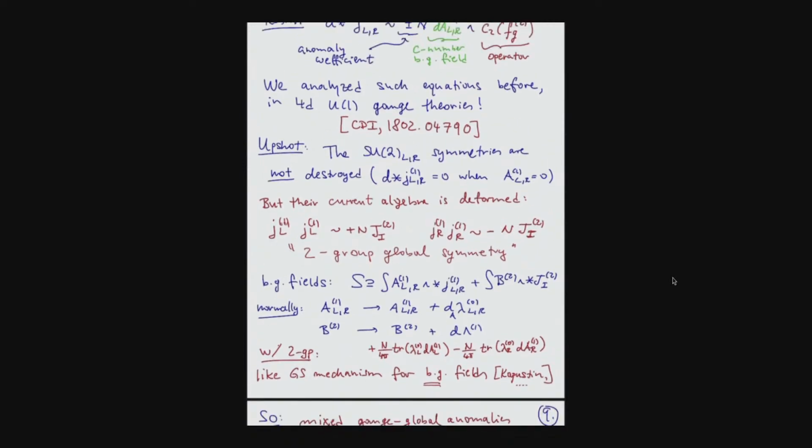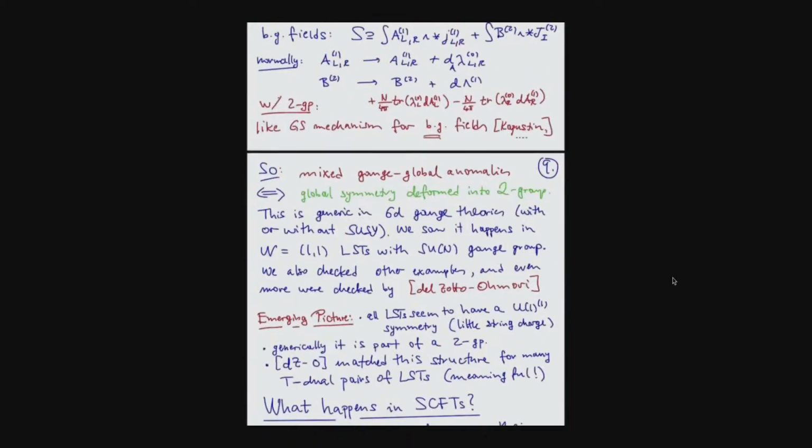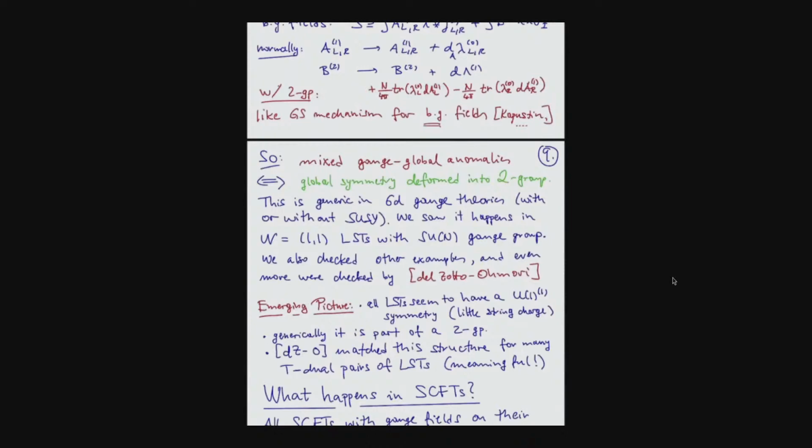Now, it was appreciated by a whole group of people, starting maybe with Baez and Schreiber and others, that the Green-Schwarz mechanism in string theory could be understood in terms of two-group symmetry. And in that case, that was a two-group gauge symmetry. And similarly, what I'm telling you about here is a Green-Schwarz mechanism for background fields, which is why what I'm talking about is related to two-group global symmetry. Okay. Any questions so far?